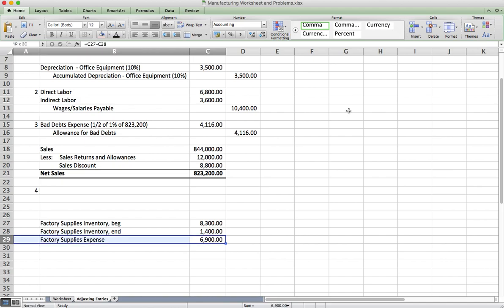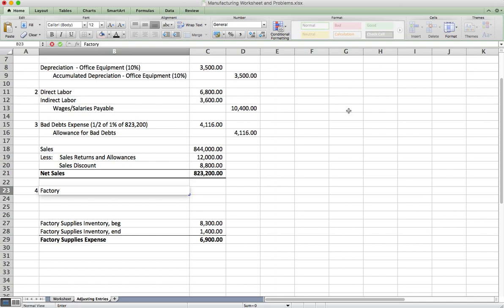Okay, so then, factory supplies expense, what is your entry? Debit, factory supplies expense. You have to recognize the amount used. Then credit, factory supplies inventory. Okay.